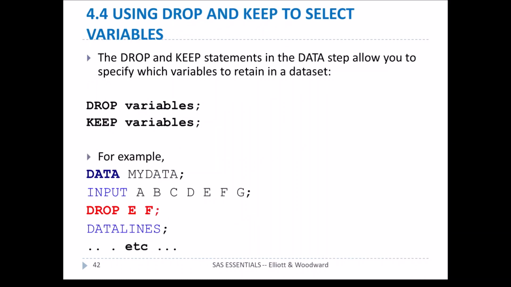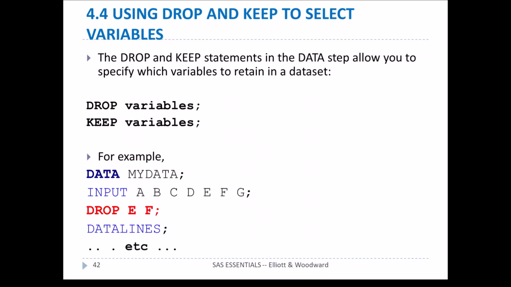All right, let's look at section 4.4, using the drop and keep statement to select variables. So oftentimes, again, I mentioned that we read in, or maybe somebody sends us a data set with hundreds or thousands of variables in it, but we don't want all those variables. So a lot of the variables may be useless to us. And so we want to have a data set that only contains the information we need. So one way to do that is to use the drop or keep statement. For instance, the drop statement allows you to drop variables you don't want. The keep statement allows you to specify which variables to keep.